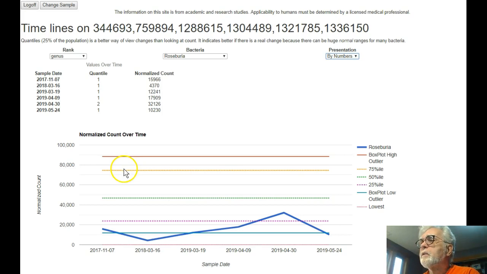The next line below it is the 75th percentile. In other words, if you have this value or less, you're somewhere in the bottom 75 percent. If you're above it, you're in the top 25 percent. Here we have the 50th percentile, the halfway mark, and the 25th percentile here. Notice the distance between these lines is not the same, and that's because we're working in percentiles, not averages. Working in percentiles is much more accurate for understanding what's going on. Then here we have the box plot low, which is halfway between the 25th percentile and the lowest value ever seen.